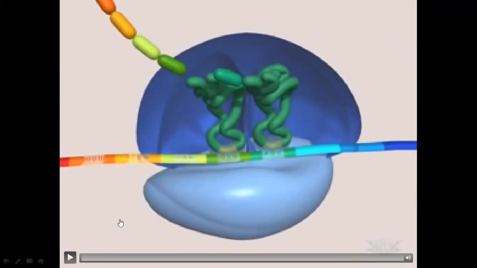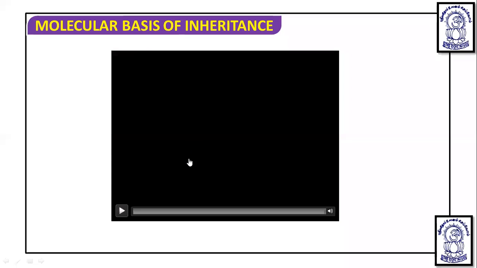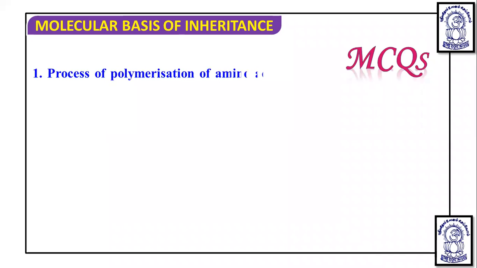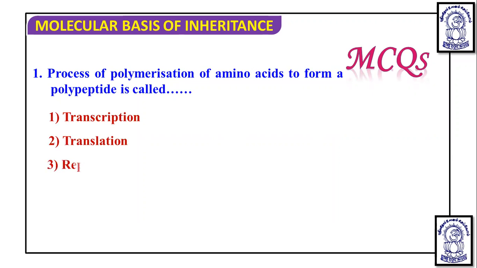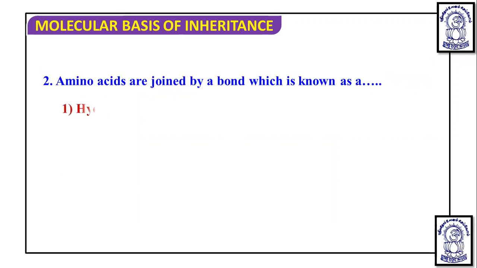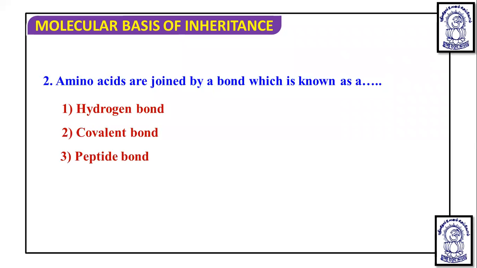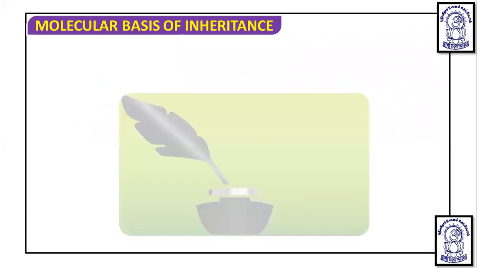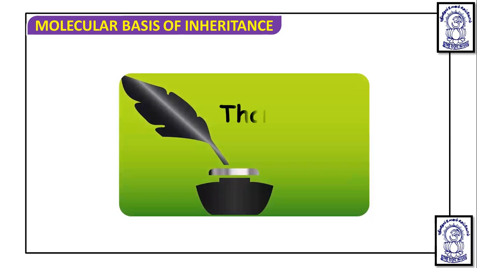So this way, I hope you understood how translation occurs. Okay, in this 3D video manner, let's discuss some MCQs. The process of polymerization of amino acids to form a polypeptide is called translation. Now you are clear with this. Now amino acids are joined by a bond which is, obviously, a peptide bond between the two amino acids. Okay, I hope you understood the mechanism of translation in detail very well. Thank you.